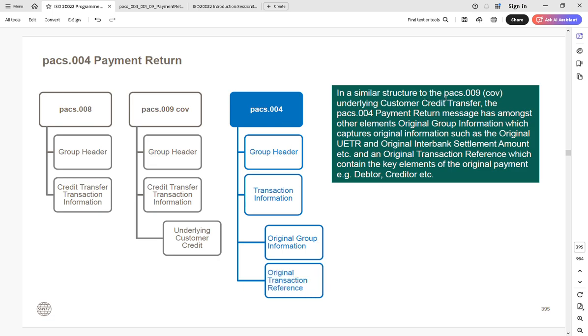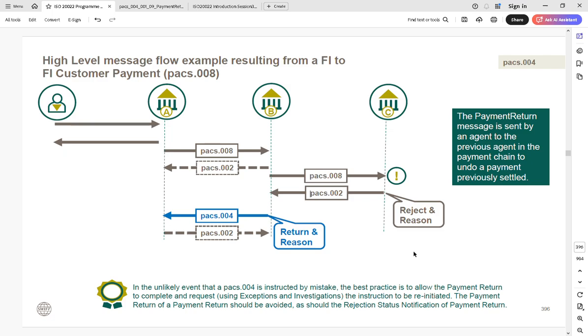In a similar structure to the PACS.009 cover underlying customer credit transfer, the PACS.009 payment return message has, amongst other elements, original group information, UETR, and transaction. I'm going to say these contain the original information of all the PACS messages, like debtor, creditor agent, UETR, everything. So how this works, let's see on the next slide here.